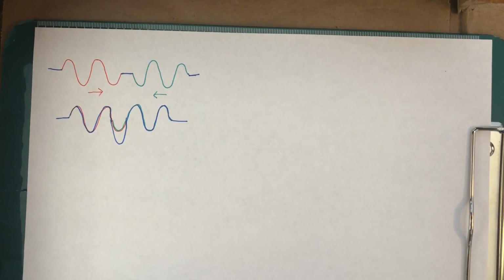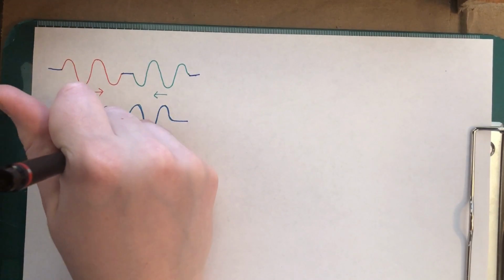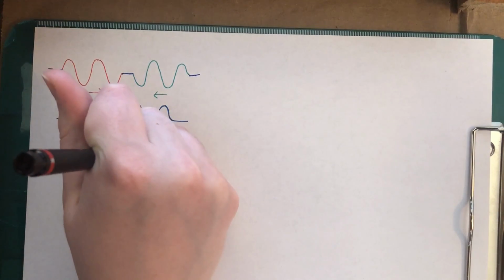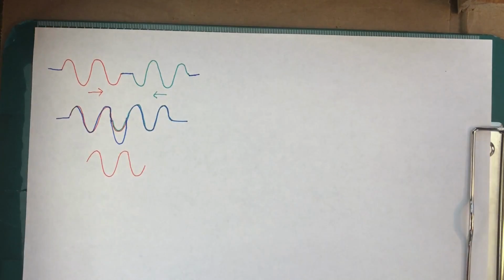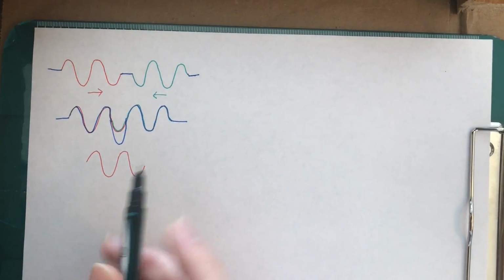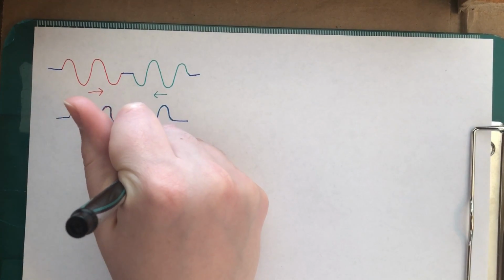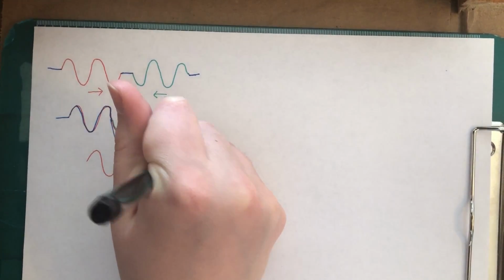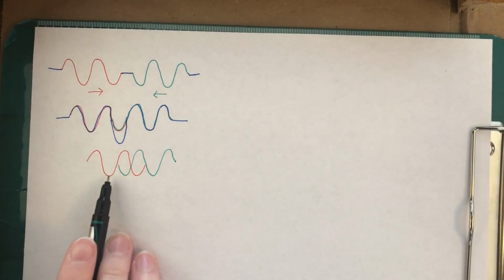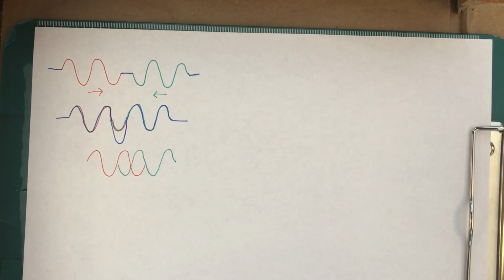Now let's see what happens as they continue moving towards each other. So I'm going to draw this same shape for the red wave. And then the green wave, now this was lined up with this, now it's going to be lined up over here. So it's even further into overlapping. So we still have these same two shapes, but now they're overlapping more.